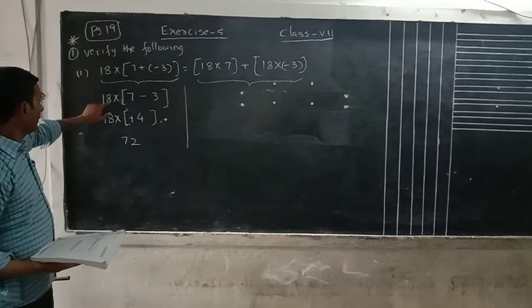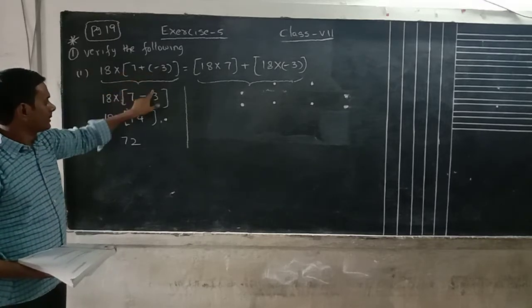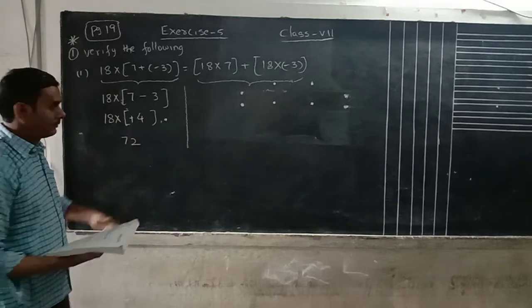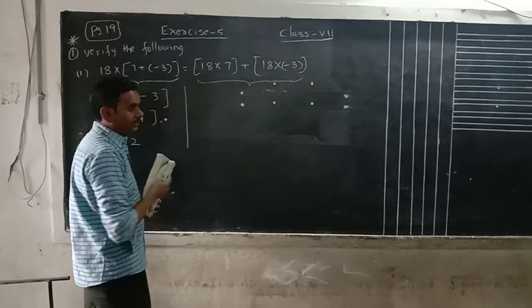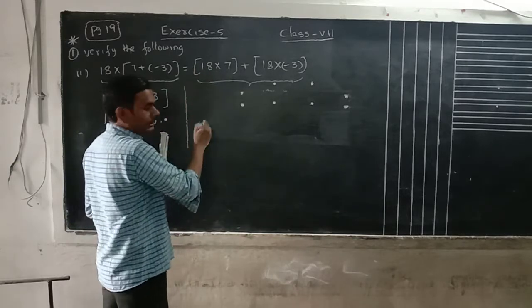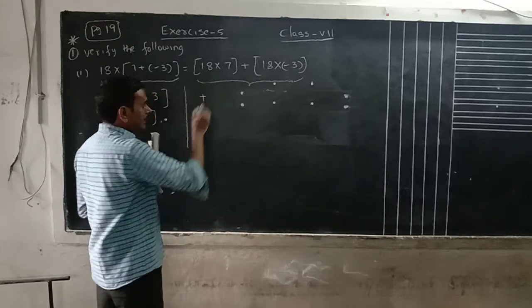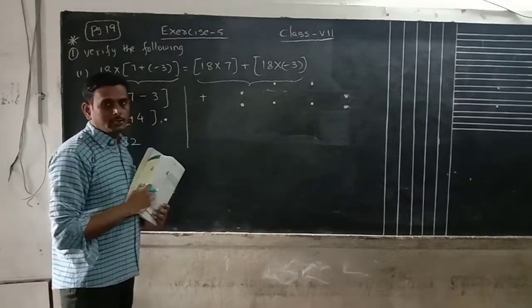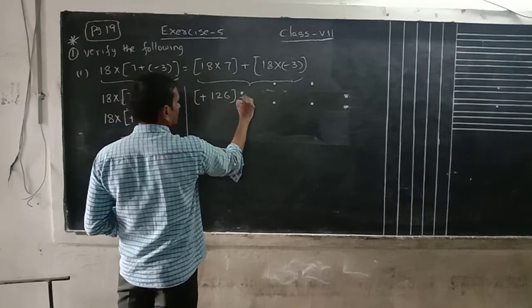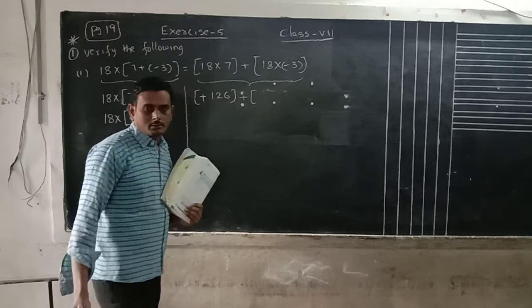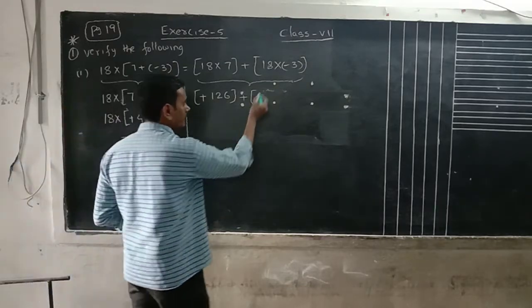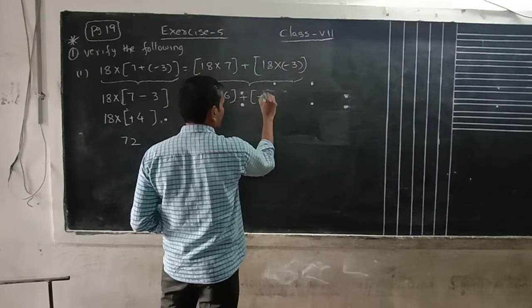Okay, first 18 into 7 plus into minus 3. 7 minus 3 is 4. 18 4s are 72. Similarly, here also we have to do. Okay, 18 into 7 multiply. Here both are plus signs only. Plus sign means you will get a plus symbol only. 18 7s are 126, plus 18 3s are, you have to remember tables, 18 3s are 54. This is 54, plus into minus 54.